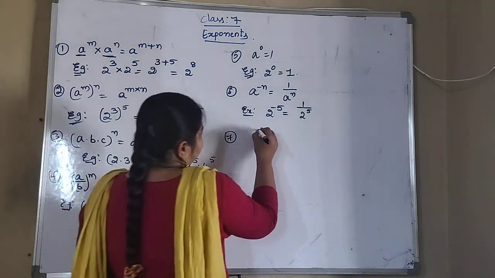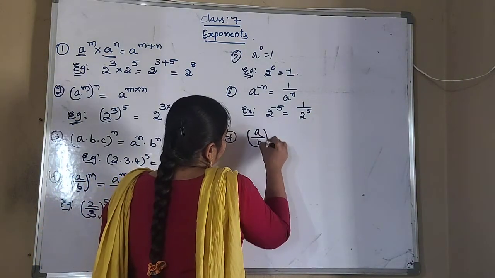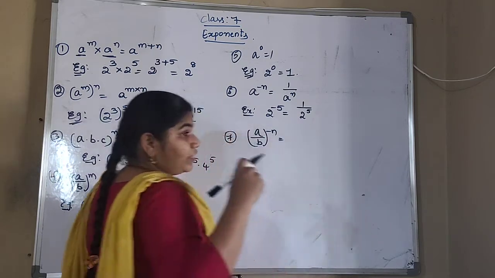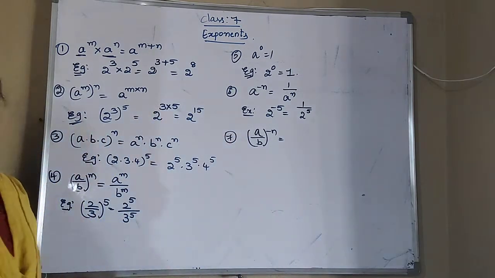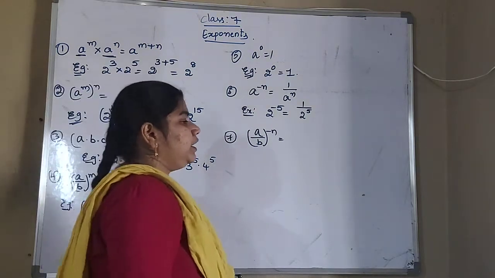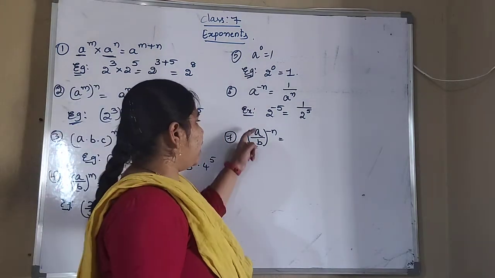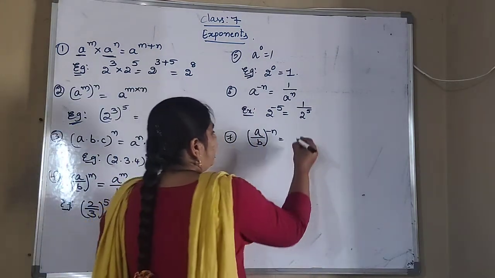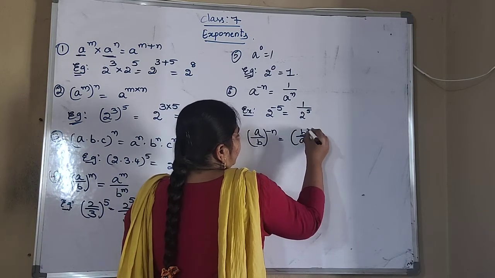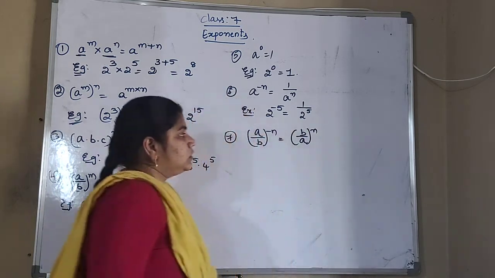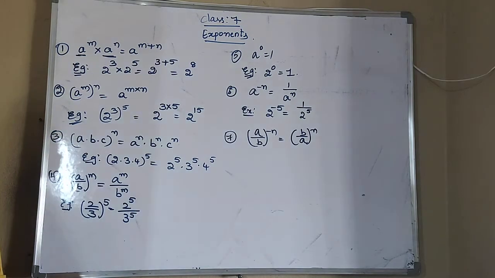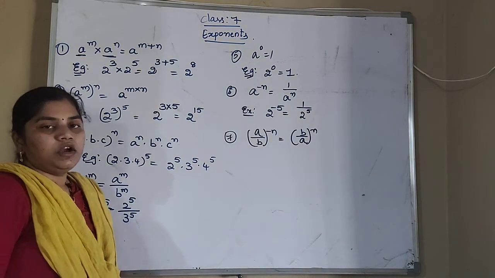That is (a/b) to the power minus n. Now for a fraction, you are seeing a negative power. So (a/b) to the power minus n will be (b/a) to the power n. So (a/b) to the power minus n is how much? (b/a) to the power n.